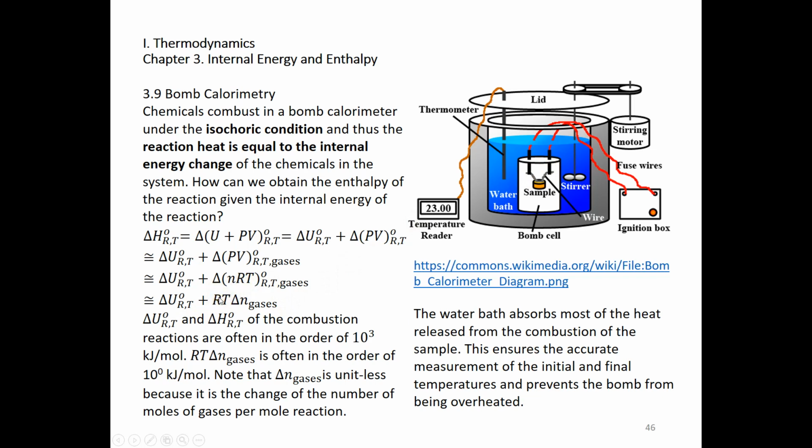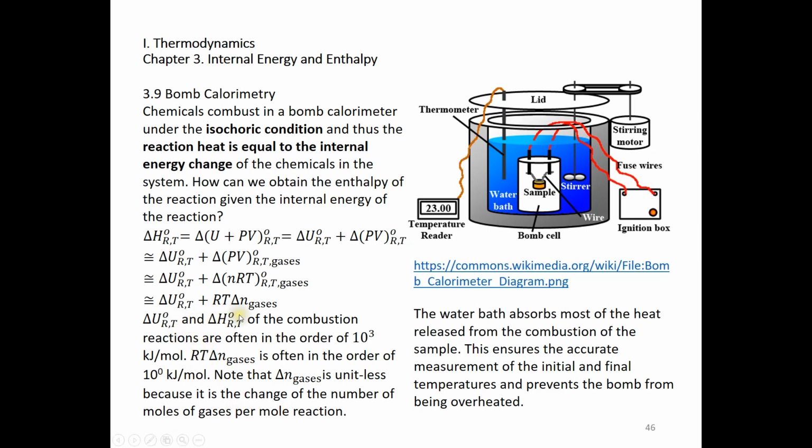Okay, R is indeed a constant. It's just we treat the temperature of the reaction also as a constant, even if the temperature increases during the combustion. However, this n is not a constant because we have a chemical reaction. This n is the number of moles of gases, and in chemical reactions we may have the number of moles of gases change. For example, if you combust benzene in oxygen, we will produce water and CO2. The number of moles of CO2 is very likely different from the number of moles of oxygen as a reactant.